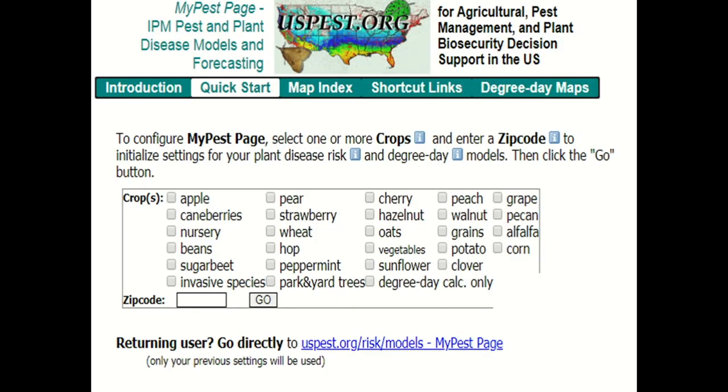Second is the quick start page. In this, different crops are mentioned, whatever crops are grown in the USA: fruit crops, vegetable crops, cereal crops. You can select any of the crops, and by entering your zip code or your country, state code or district code, you can get the forecasting information for a week or for a month.